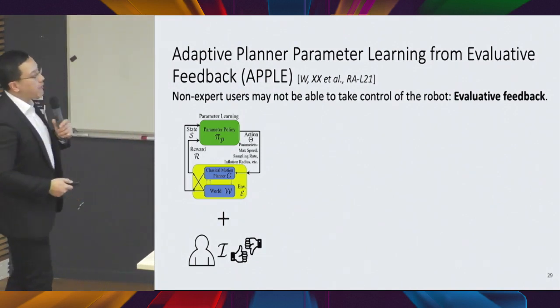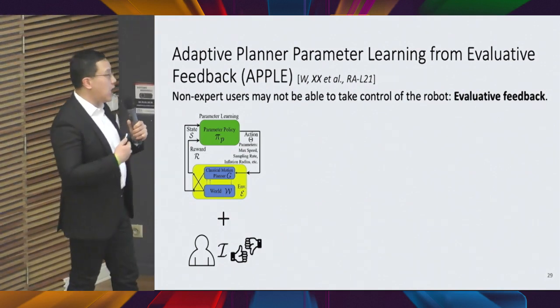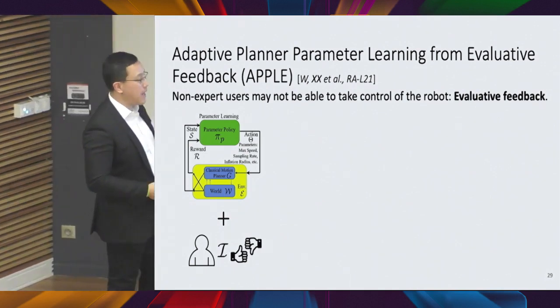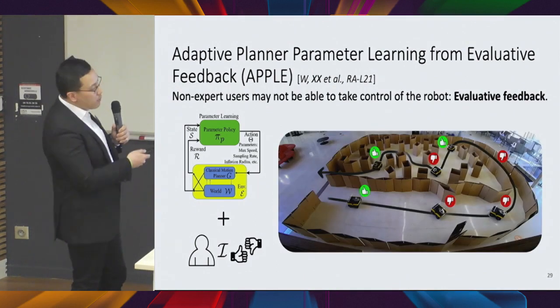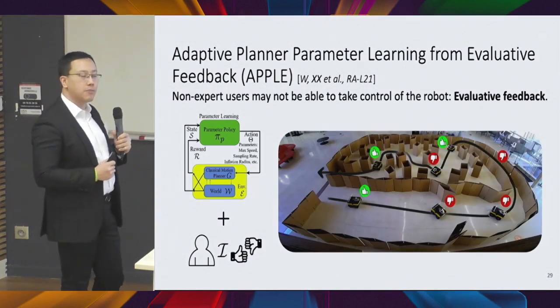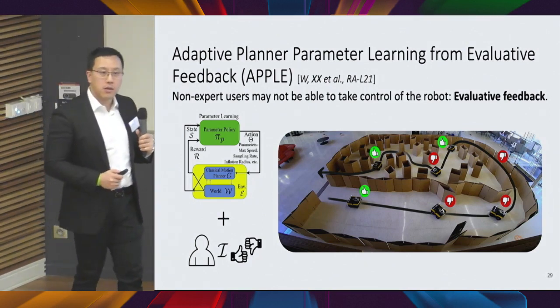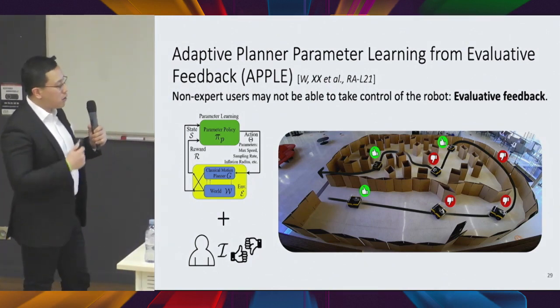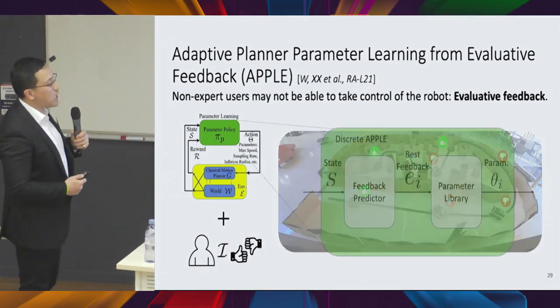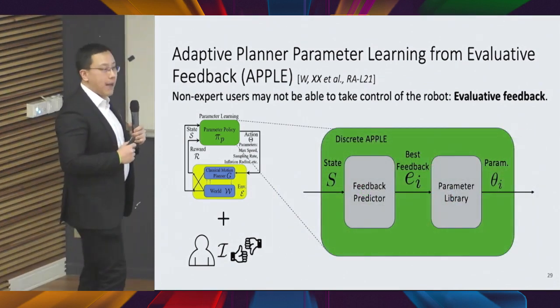So that's why we also have this APPLE work, adaptive planner parameter learning from evaluative feedback. In this sense, humans only need to give evaluative feedback in terms of a scalar value or even a binary value like a thumbs up or thumbs down. Even with those very sparse interaction modalities, we should still be able to learn two versions of APPLE policies.